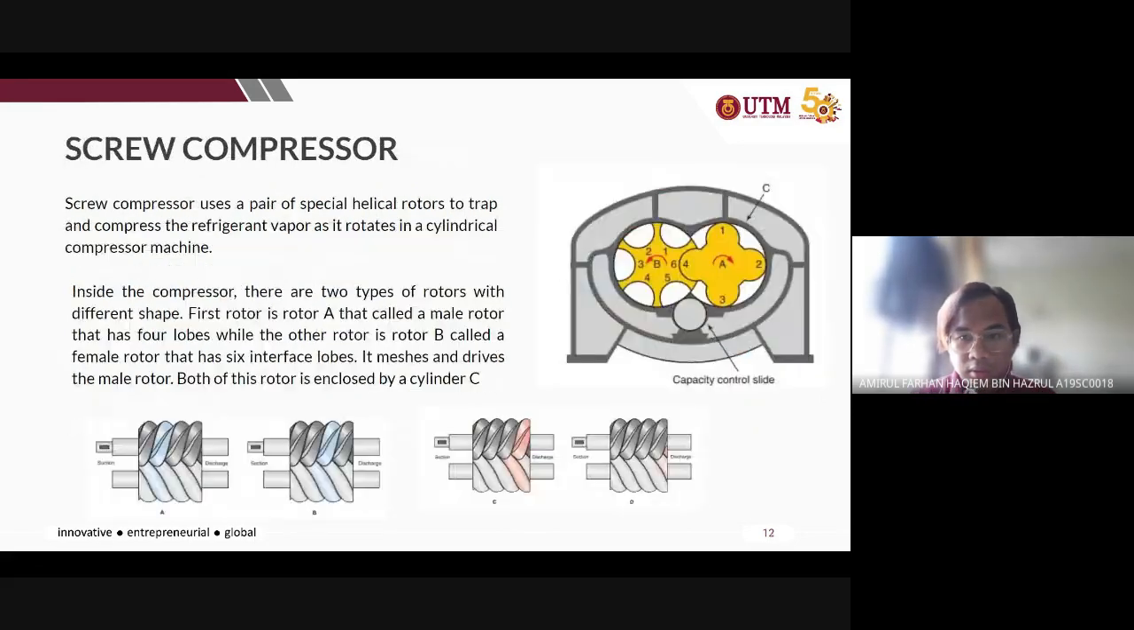The working mechanism is that as the low pressure vapor flows into the suction line, it rotates among these lobes and is compressed by the two rotors, rotor A and rotor B, and then it is discharged to the discharge line.